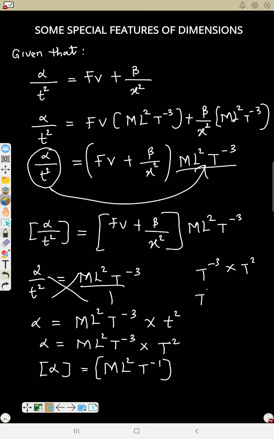Since t are equal, from the law of indices, minus 3 plus 2 will be minus 1. So the dimension of alpha is equal to ML^2 T raised to power minus 3 minus 1. That means alpha will have one dimension in mass, two dimensions in length, and minus one dimension in time. So we have solved that question. We have found alpha and beta.